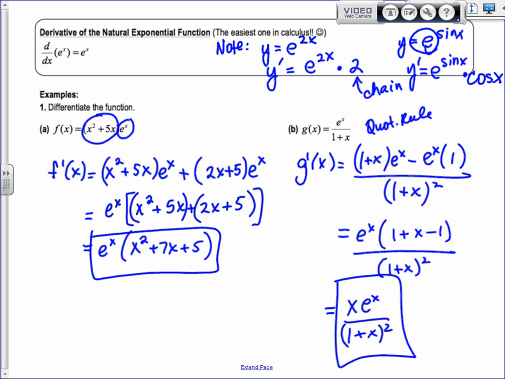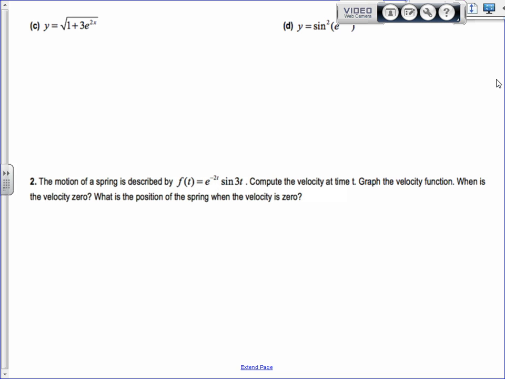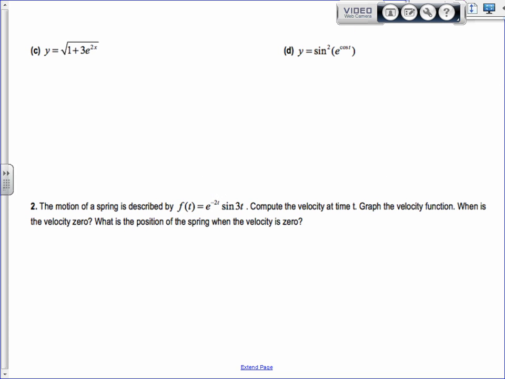All right, next up. Now we get some hard ones. Some doozies, right? Do you see this next one has a double chain? So this inside part, we're treating that like a u.